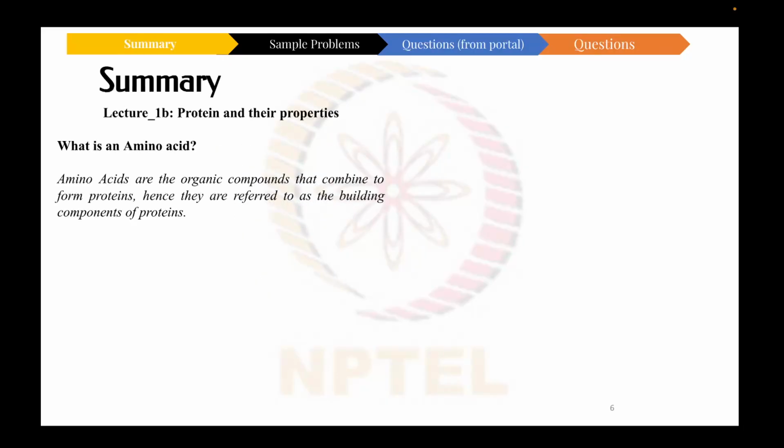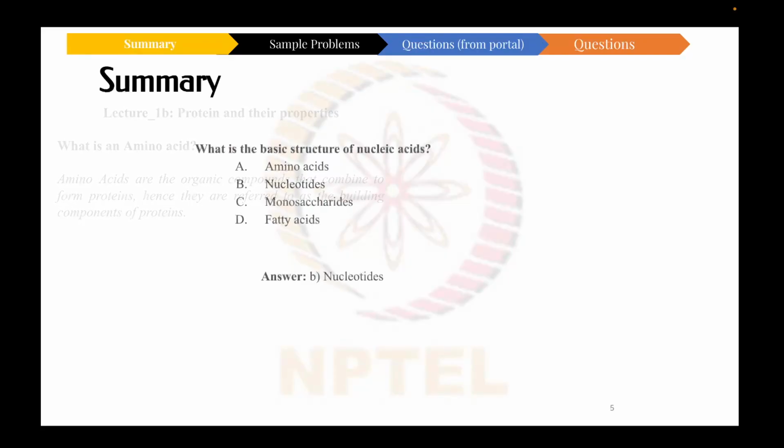So first we'll start with the proteins. As we all know, nucleic acids such as DNA and RNA are structured polymers of nucleotides. So this contains a pentose sugar, phosphate group, and a nitrogenous base.